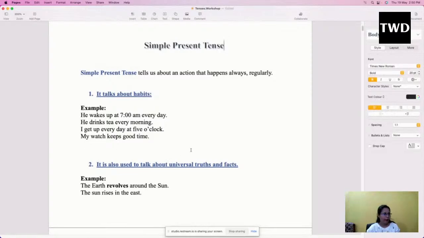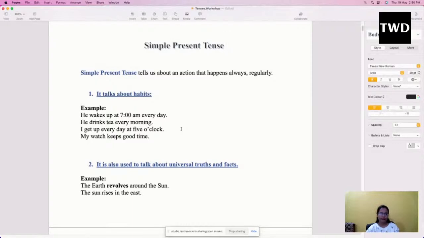So for your practice, what you have to do is think in your mind what you do daily. I wake up at 6 a.m. every day. I brush my teeth. I take a bath. I prepare my breakfast. I do my studies. I practice my coding. So these are the daily activities which you do, and these kinds of sentences need subject and verb.